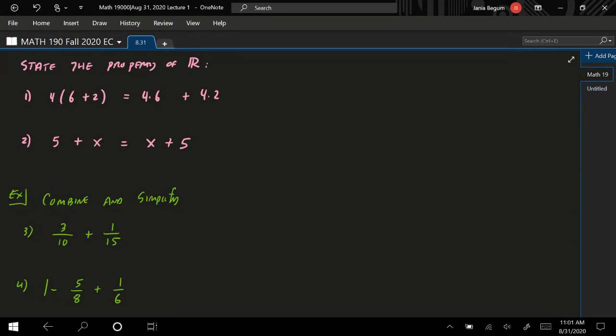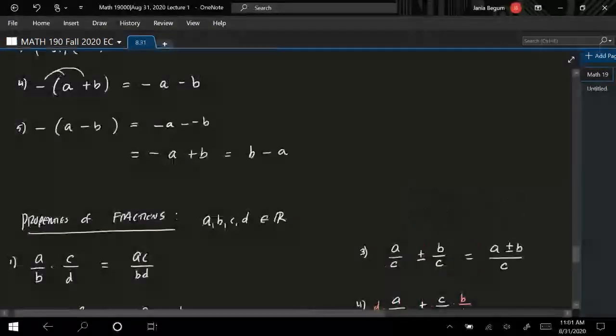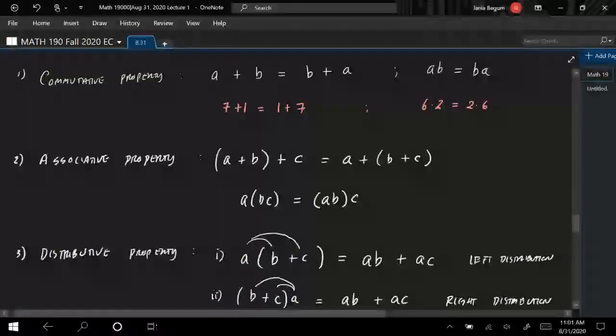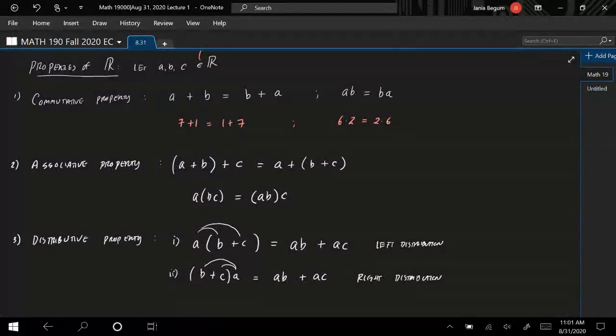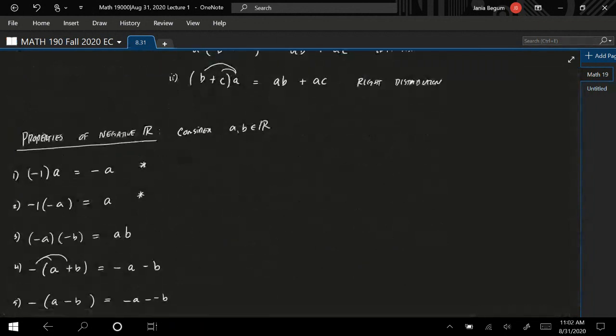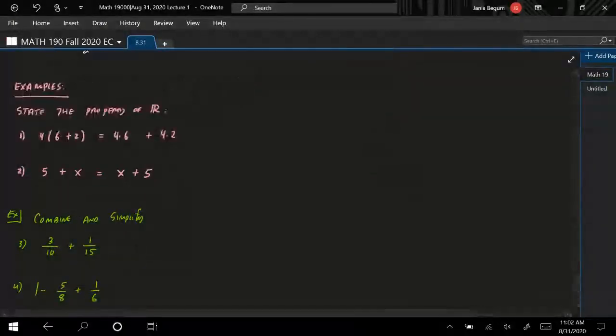All right. So hopefully you guys had enough time. So let me go back to the properties so that we can answer these questions. So here are the 3 properties of real numbers that I wrote down earlier. We have commutative, associative, and distributive. For distribution, we have 2 types, left distribution and right distribution. So knowing these properties, hopefully you know them by heart. Now, go back to the problem we had.